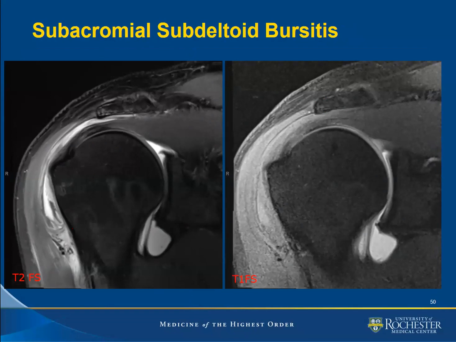The advantage of the MRI shoulder arthrography is we're getting this T1 fat saturated sequence. So here we see a fluid collection within the subacromial subdeltoid bursa, and we see that there's no contrast in this fluid collection on our T1 fat saturated sequence. So this helps more confidently diagnose subacromial subdeltoid bursitis.